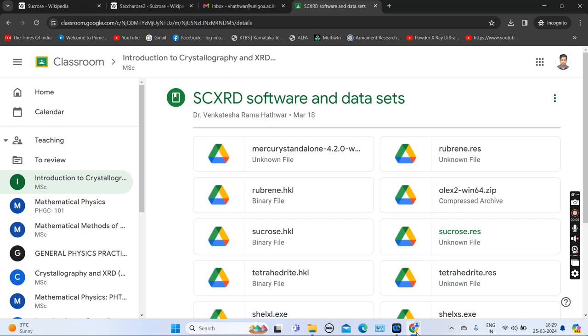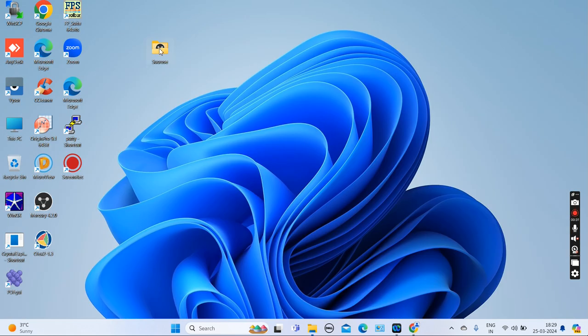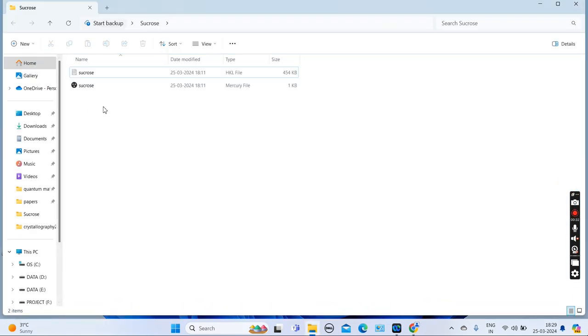Hello everyone. Today I will show you how to do single crystal data refinement using Olex. The data sets are already shared in the Google Classroom. You have to download this sucrose.html file, sucrose.res file. Once you download, you keep them in separate folder. These two files will be there.